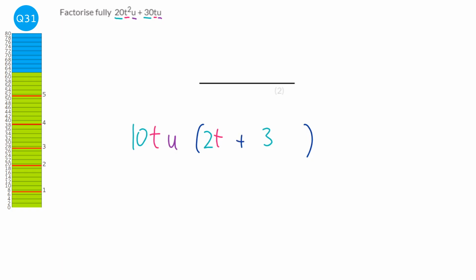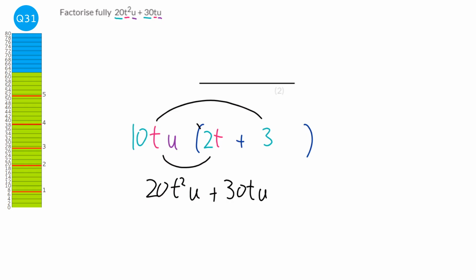Now always when you do this, expand the bracket to check if you've made any mistakes. So I'm going to do smiles and rainbows. There's loads of different methods. So 10 times 2 is 20, t times t is t squared, and then the u, plus 10 times 3 is 30, times t times u. So we know we've got the right answer. So our answer is 10tu brackets 2t plus 3.